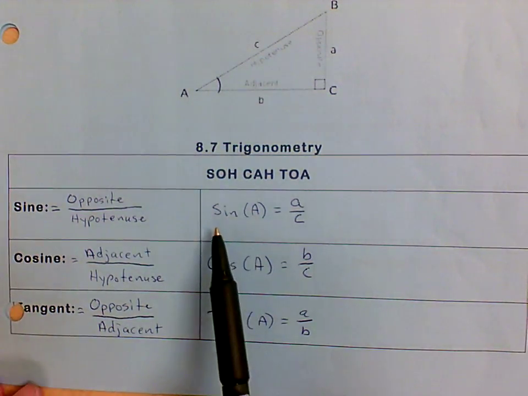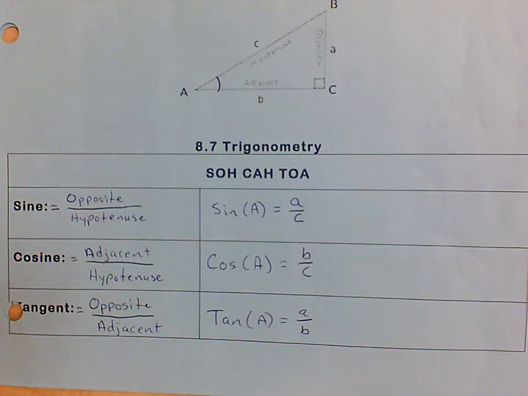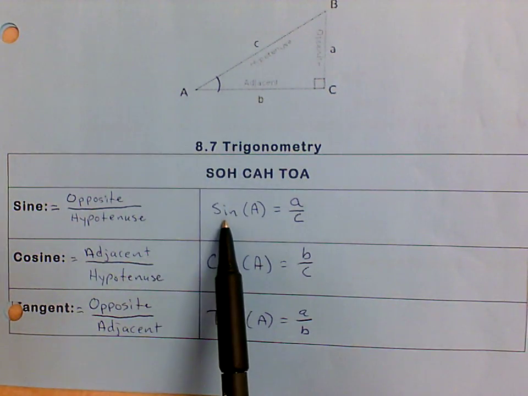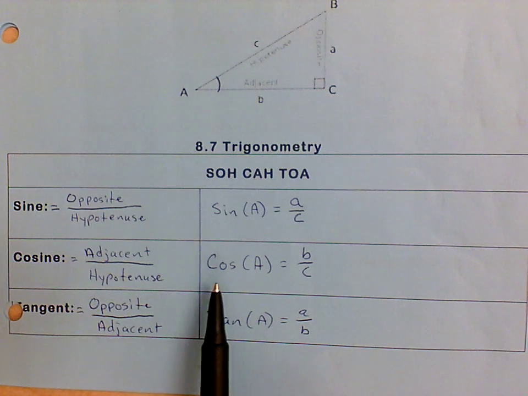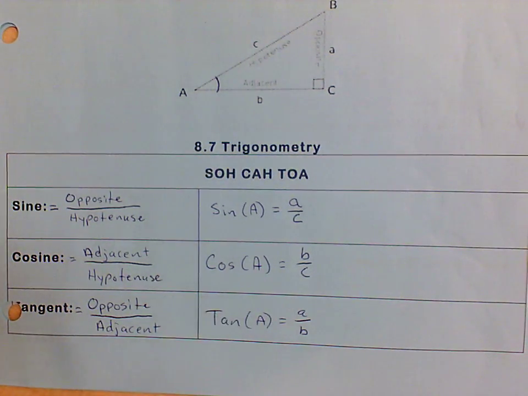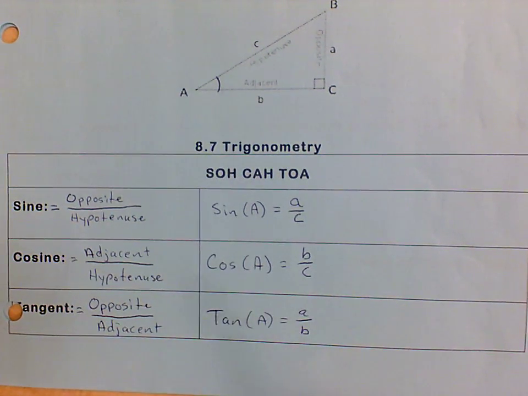As you see here too, I wrote the abbreviations that we use. The abbreviation for sine is SIN, the abbreviation for cosine is COS, and the abbreviation for tangent is TAN. Lots of times you'll hear me referring to these as sin, cos, and tan, which is the same thing as sine, cosine, and tangent.